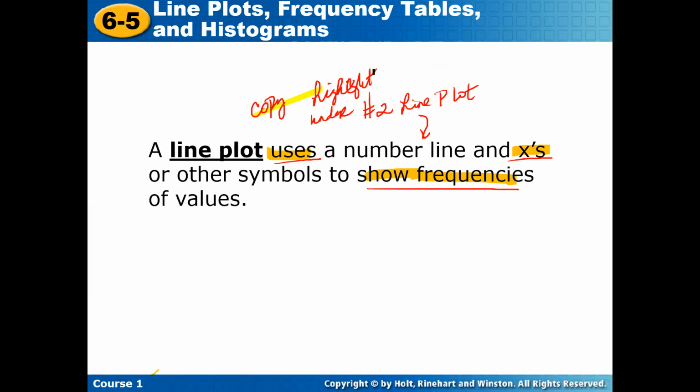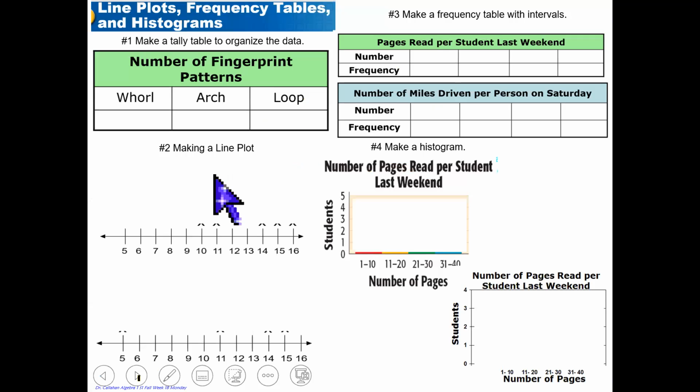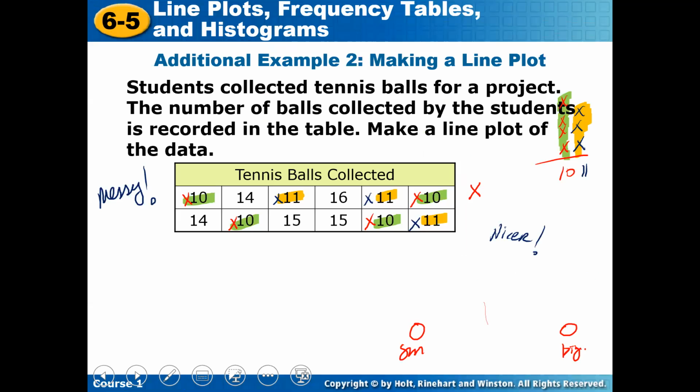All right, so copy the highlighted part under number 2, under line plot. A line plot uses a number line of x's and other symbols to show frequency, or how many there are. So we're going to take a look at number 2. These are the number of students that collected tennis balls at a class. So let's make a line plot of this data.